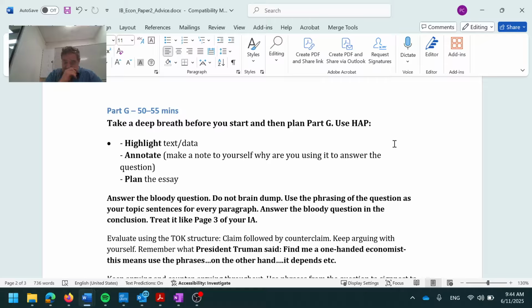So when you think about it, that's all you're really doing in Part G. You're doing a mini IA under a time constraint. You're given a case study, which is somewhat equivalent to a newspaper article. You've got some text and numbers, and you're asked to do some evaluation. So it should look very similar to your page 3 of your IA.